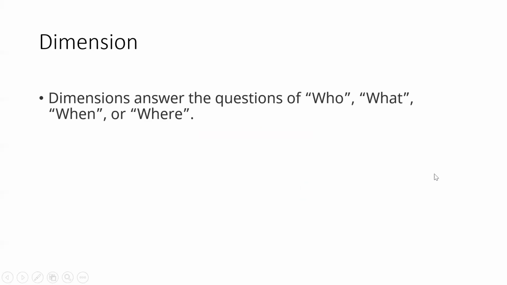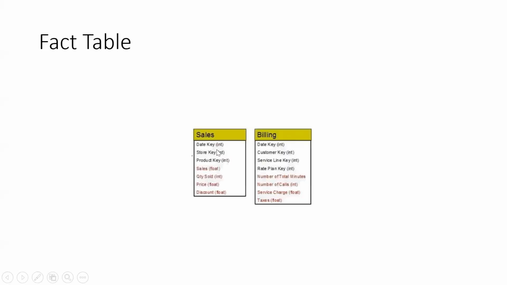Over here, you can see store key is there. Store key is used for joining with the store dimension. Store key is the primary key of the dimension table called store. Product key is the primary key of a particular dimension table called product. Those keys are used over here for joining purposes.